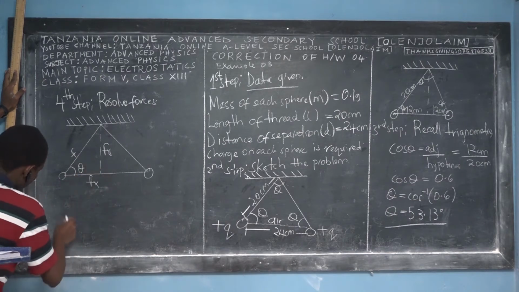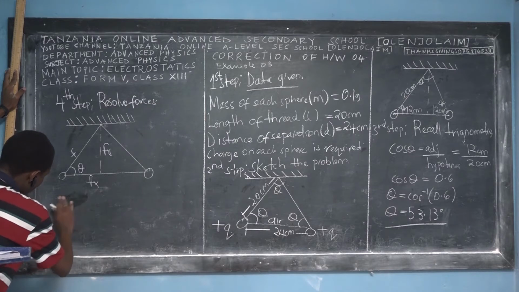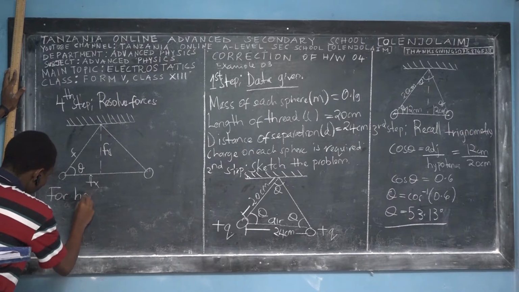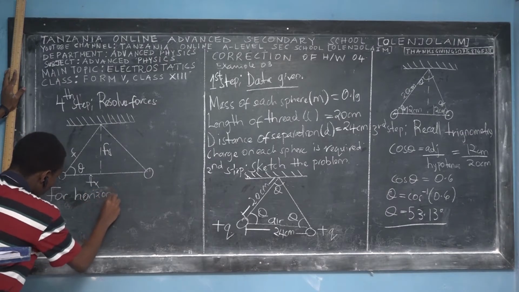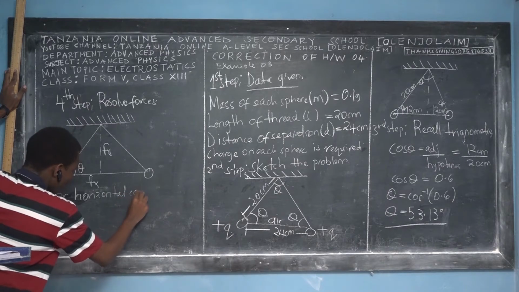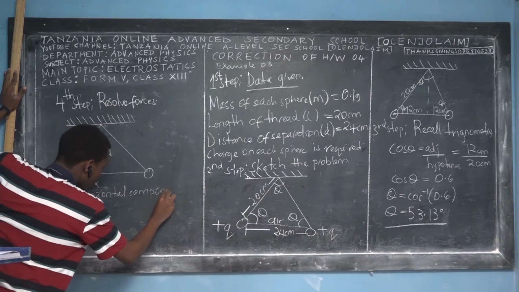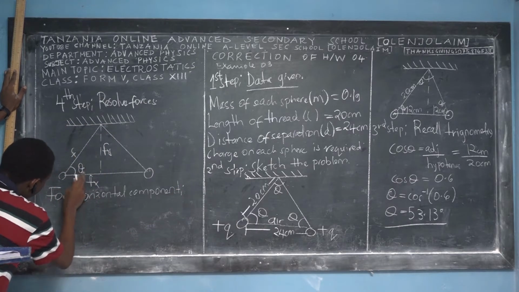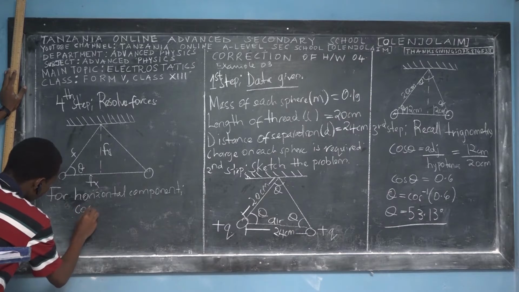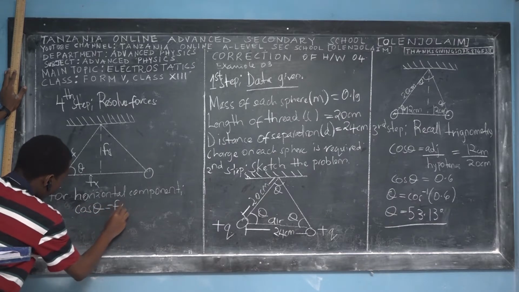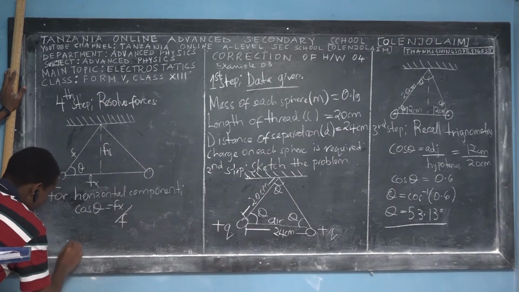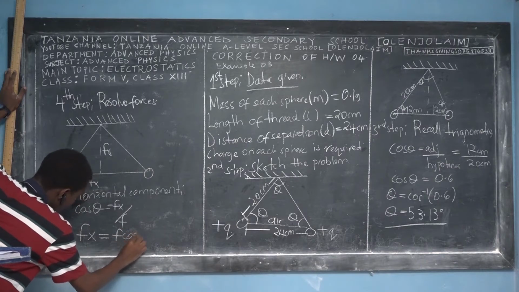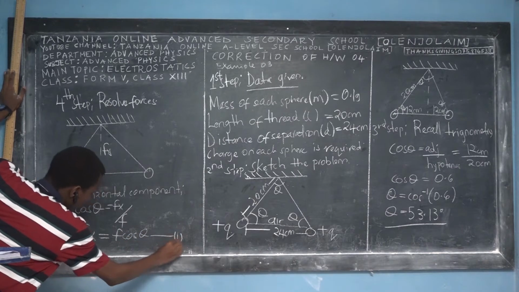So for the horizontal component, cosine of theta is equal to Fx over F. That is, the value of Fx is equal to F cos theta. So this is the first equation.